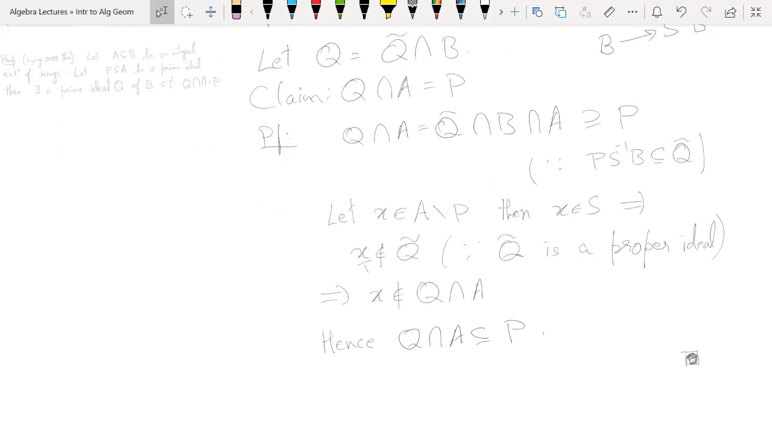So let X belong to A minus P. We'll prove the contrapositive. So let's take X not in P. Then we will show that it does not belong to Q intersection A. That will show that if something belongs to Q intersection A, then it must belong to P.